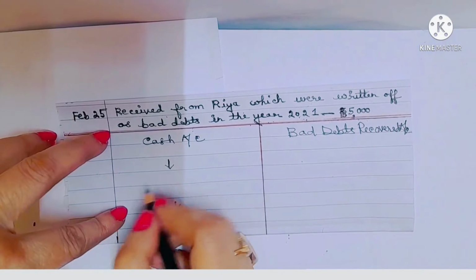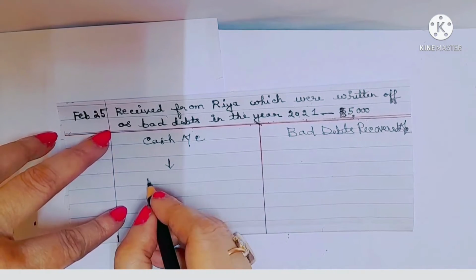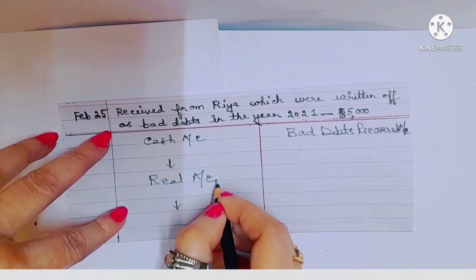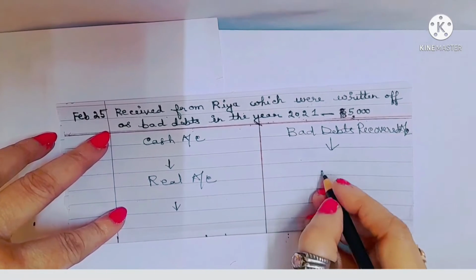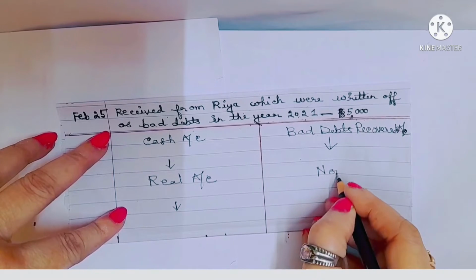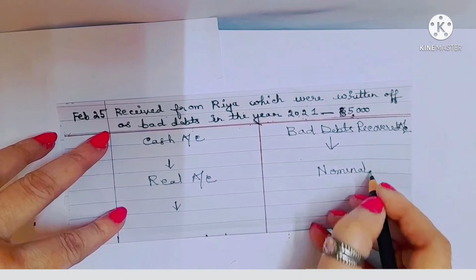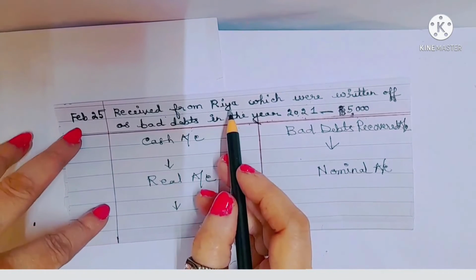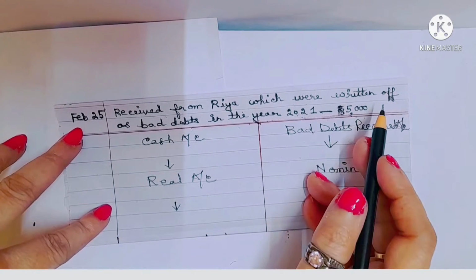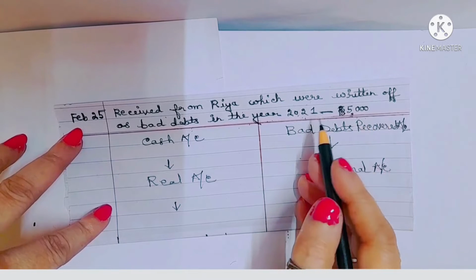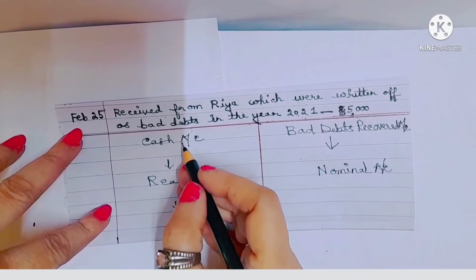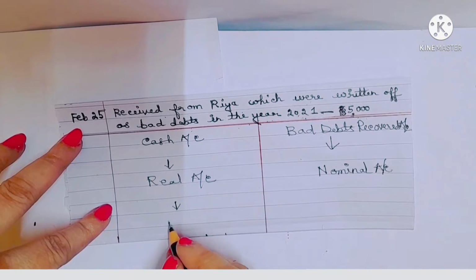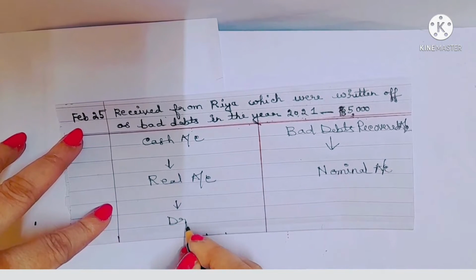Cash account, we all know cash falls under real account. And bad debts recovered falls under nominal account. Now see, received from Ria rupees 5,000, which were written off as bad debts in the year 2021. So cash is coming in. According to real account, what comes in is debit. So cash account should be debited.